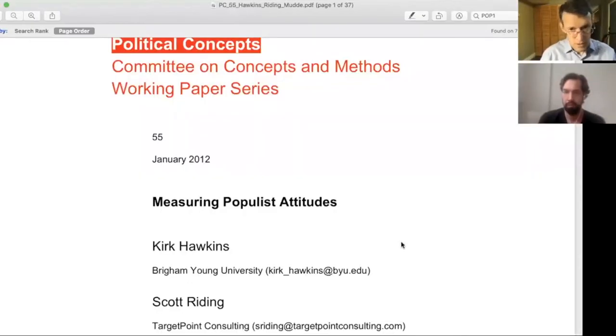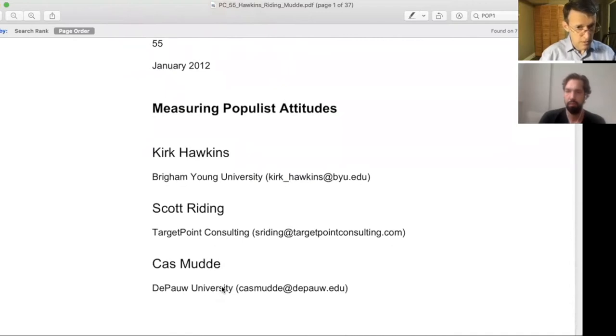Absolutely. Let me share my screen so we can see the working paper together. This is as it finally appeared back in 2012. And you can see, again, Scotty there on the list.